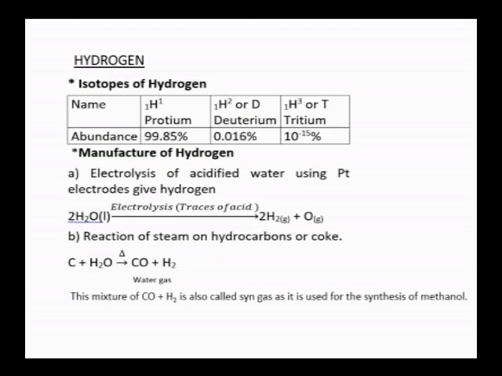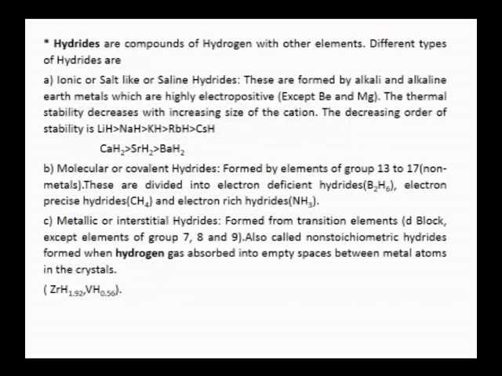Hydrogen can be manufactured by the electrolysis of acidified water. By passing electric current through water, you get hydrogen and oxygen gases. Hydrogen can also be prepared by the reaction of steam or hydrocarbon with coke. So C plus H2O gives you CO plus H2. The mixture of CO and H2 is called water gas, or synthetic gas or syngas, as it is used in the manufacture of methanol.